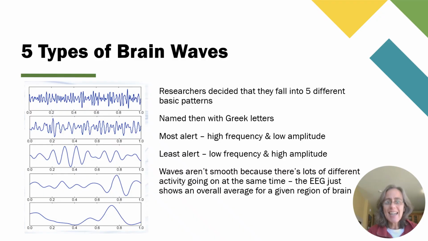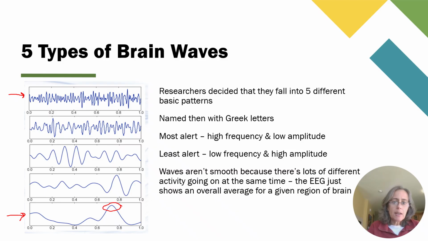Overall, researchers have decided to categorize brain waves seen on an EEG into 5 different basic patterns, and they named them with Greek letters. So the pattern that we see up here, where it's not very high in amplitude, but lots of frequency, right? So very high frequency, that we see when we are most alert and most cognitively active. Whereas then you can see down here, this is kind of our lowest level of alertness. This happens to be deep sleep. We see some really high amplitude waves, but very low frequency, sometimes just 1 or 2 per second.